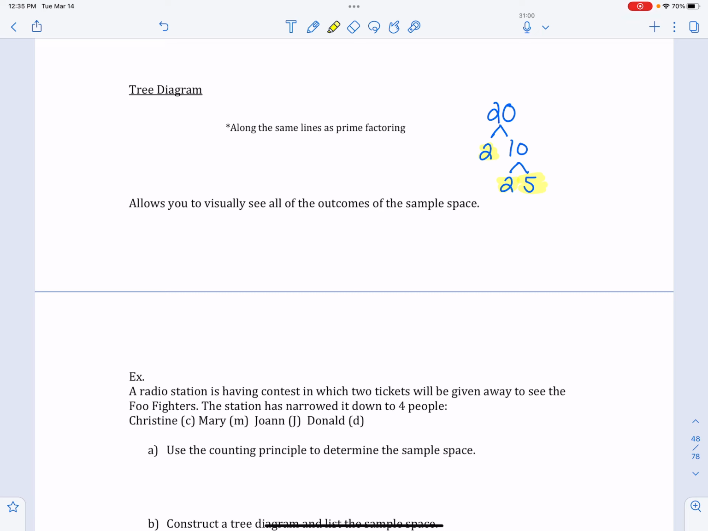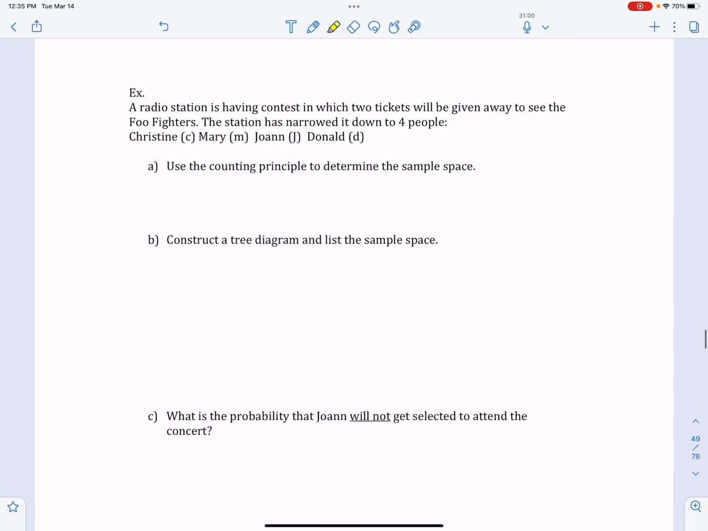So when we do tree diagrams, the first thing you want to do is use the counting principle to determine what the sample space is. In this next example, it says a radio station is having a contest in which 2 tickets will be given away to see the Foo Fighters. The station has narrowed it down to 4 people: Christine, Mary, Joanne, and Donald. Use the counting principle to determine the sample space. Okay, so if they have 2 tickets, on the first ticket, we're going to have 4 possible people. One of those people is going to be chosen to get that free ticket. That means that there are 3 left to get the second ticket. So I just wanted to kind of show you that.